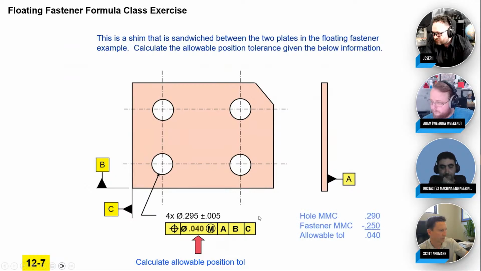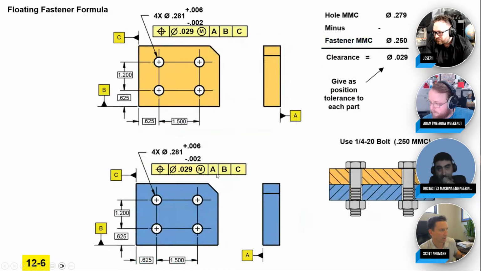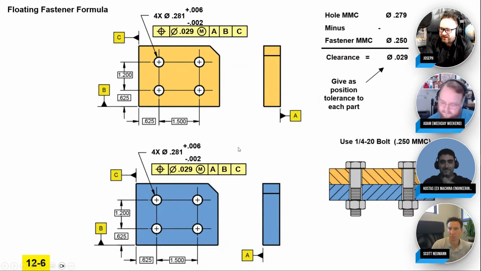All right. Well, I think we're pretty good on the floating fastener. So with that, I thought we'd pivot to the next one, fixed fastener. Sound good? Yeah. Let's go for it.